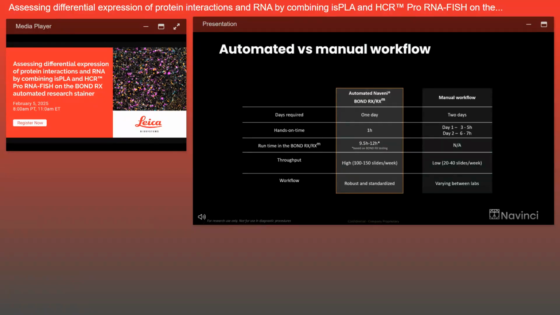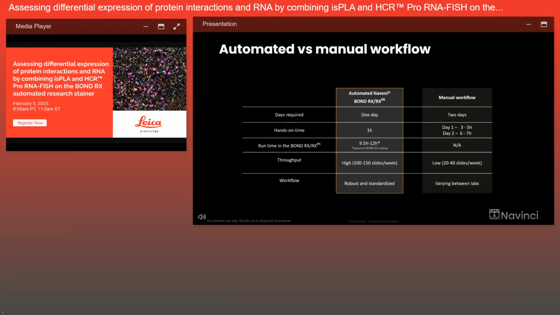Comparing a manual to automated workflow, 2 days are required for a manual workflow, and we have to split it across 2 days because it's quite a longer process. So day 1 is usually shorter than day 2 because we have the enzyme required steps on day 2, so they're a bit more time consuming. The throughput is of course lower because we are relying on people to do the reactions, so there's a limitation there. And also then between different people, you can have a variation in the workflow because people do things differently. So you have a variation also between labs.